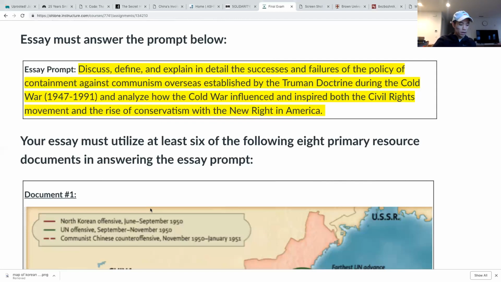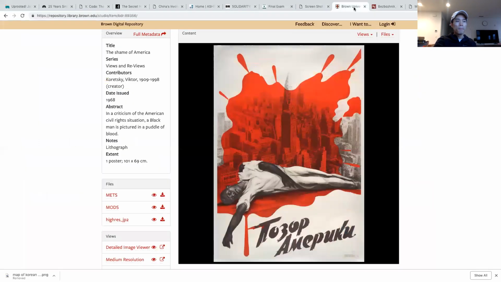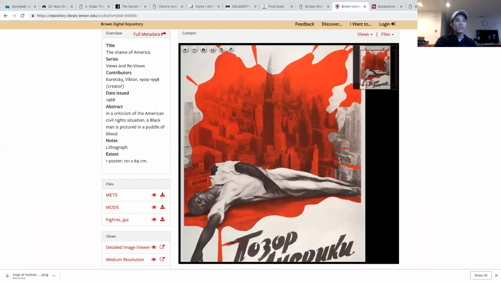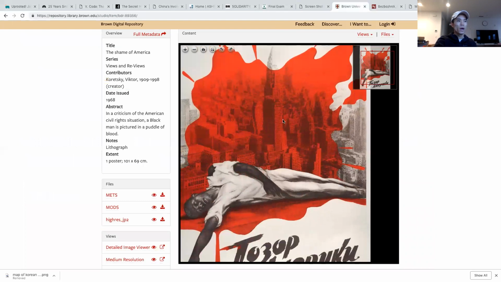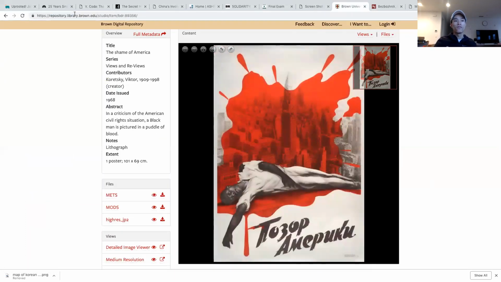So here, I want to show you some propaganda, right? That the Soviets used as a way to somewhat hold America, and to call America out for its hypocrisy. Hold on, let me refresh this image one second here.